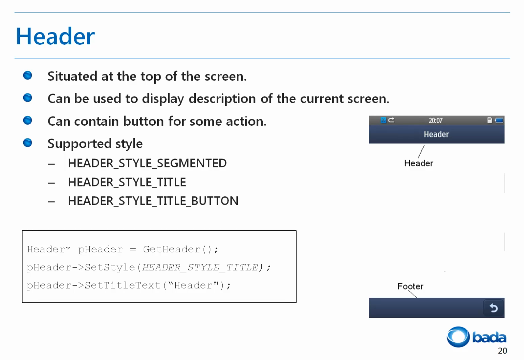First, get the header object by calling the getHeader method. Then, set the desired style using the setStyle method. The snippet shown sets header_style_title as the header style. Using the setTitleText method can set the title.